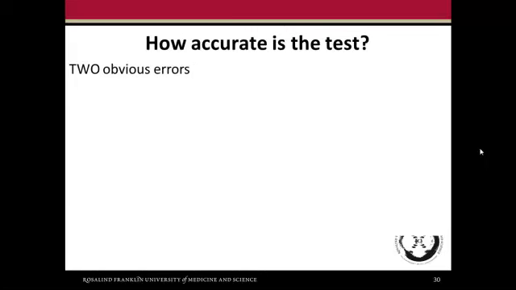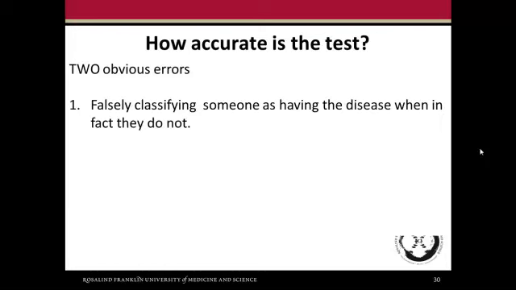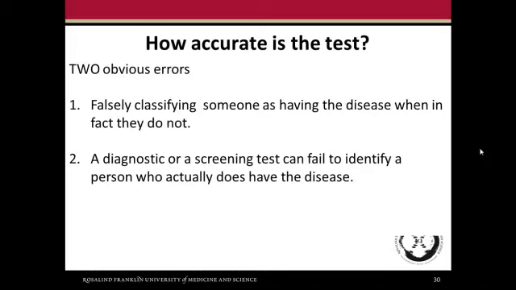So if there's a diagnostic test that was performed, we could think about how accurate that test is, and there are two obvious errors that can occur. One of them is to falsely classify someone as having the disease when in fact they do not. And the second case is when there's a diagnostic or screening test that can fail to identify a person who actually does have a disease.